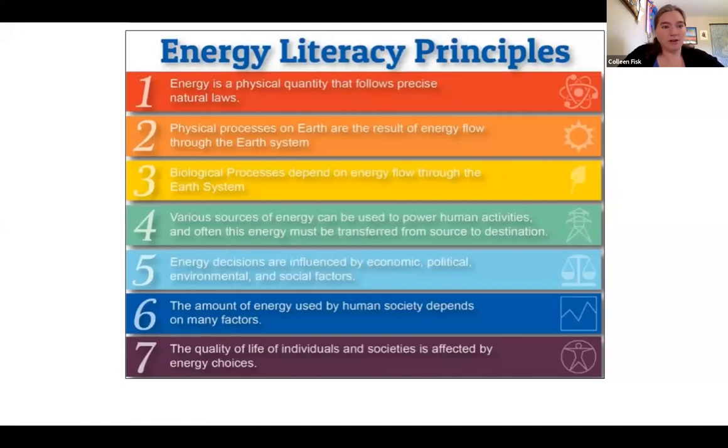Here are those 7 energy literacy principles. The whole packet that describes and defines each of these principles is also on your USB drive, or on the Department of Energy website. I want to point out that it starts out really basic, like energy is a physical quantity that follows precise natural laws, and goes all the way up to quality of life of individuals and societies is affected by energy choices, which is, of course, a very strong climate connection.